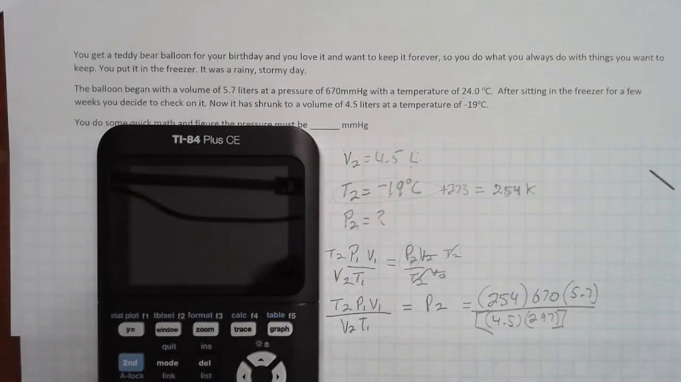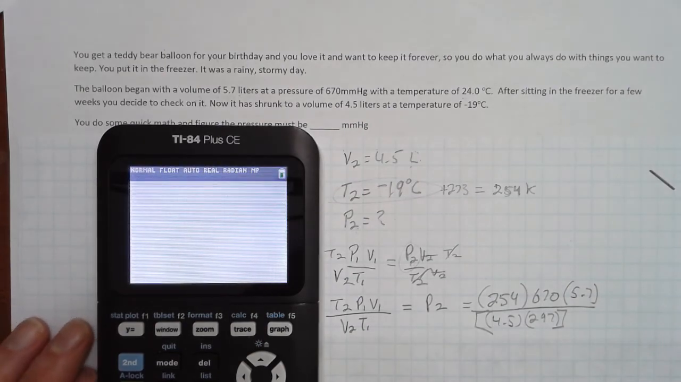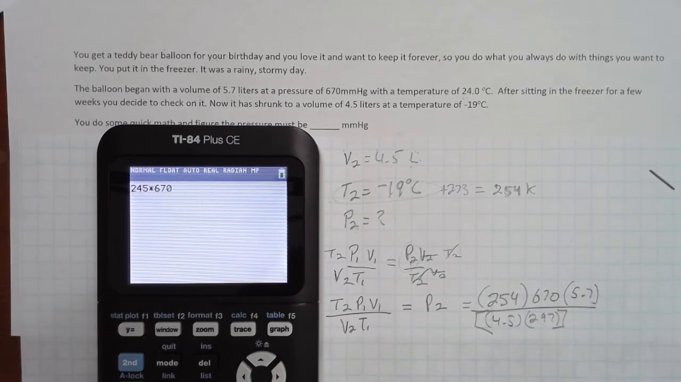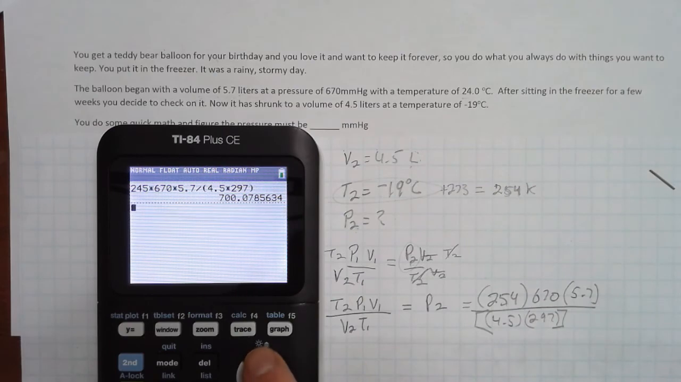So here we go. Clear that stuff out. 254 times 670 times 5.7 divided by the quantity, got to put these in parentheses, 4.5 times 297. Enter. That says I made a mistake. That's 254. I put 245. Let's redo that.